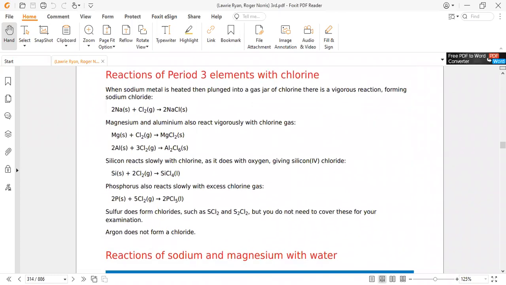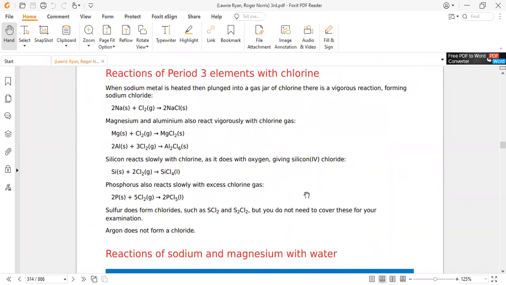The second category is the reactions of period 3 elements with chlorine. They readily react with chlorine as well and produce chlorides. The formula of the chloride depends on the position in the group: group 1 NaCl, group 2 MgCl2, group 3 AlCl3, which converts into Al2Cl6. What happens we will discuss later on. Silicon is in group 4, so silicon also forms SiCl4 according to the outermost electrons or group number.